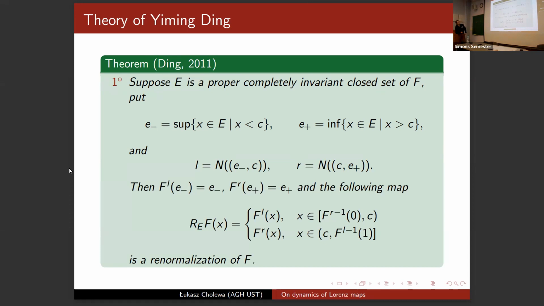For example, if 1 is a fixed point, then the singleton {1} will be completely invariant, but it does not give you any renormalization. So if the set E is a subset of this one, then the first part of this theorem is okay. So as stated, everything is wrong. Yes. But the idea is nice.